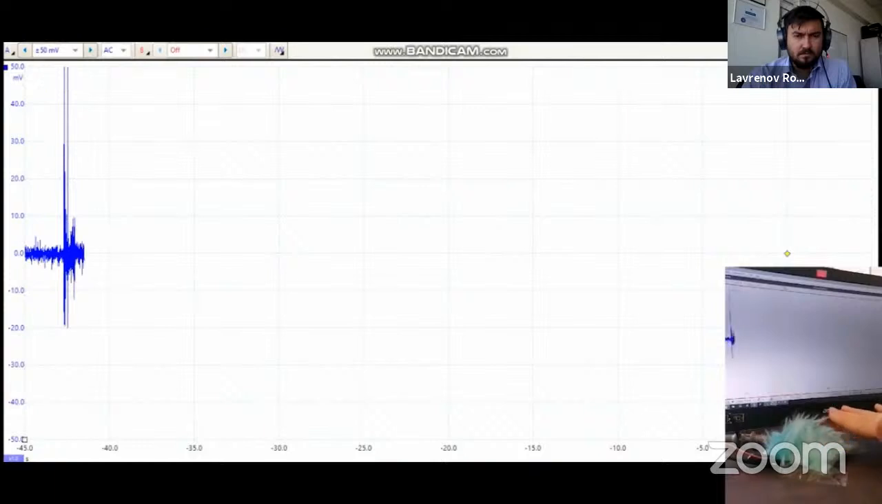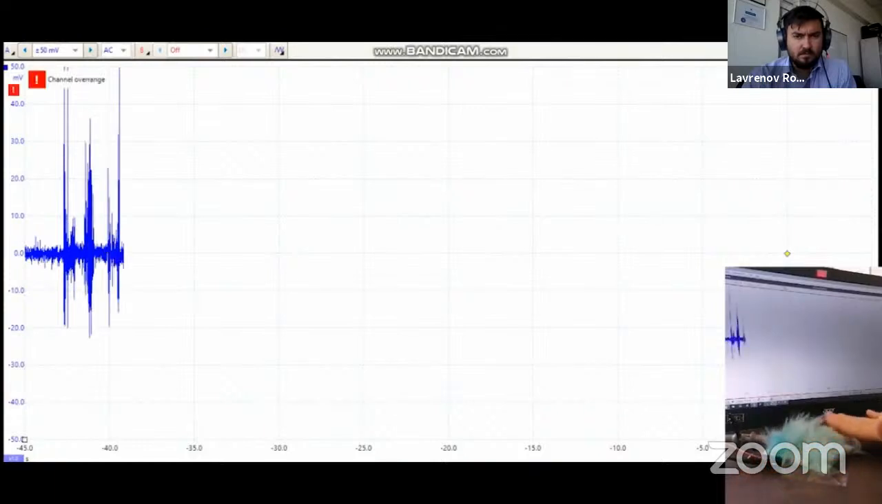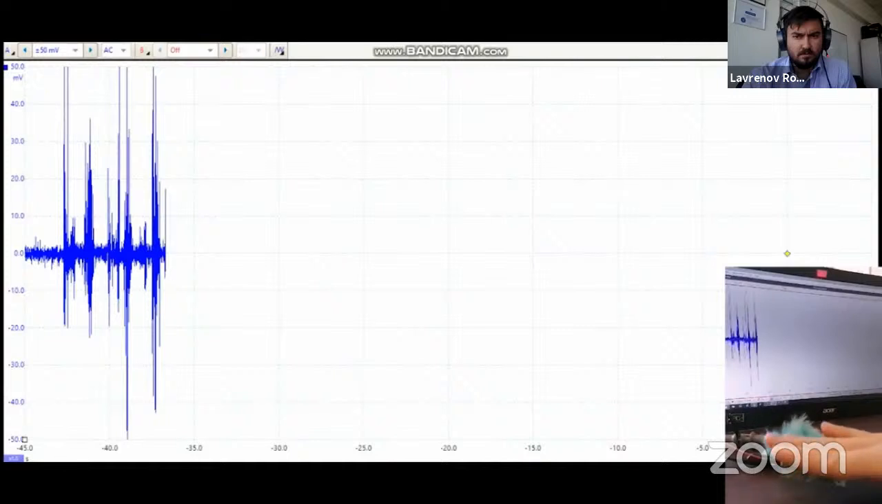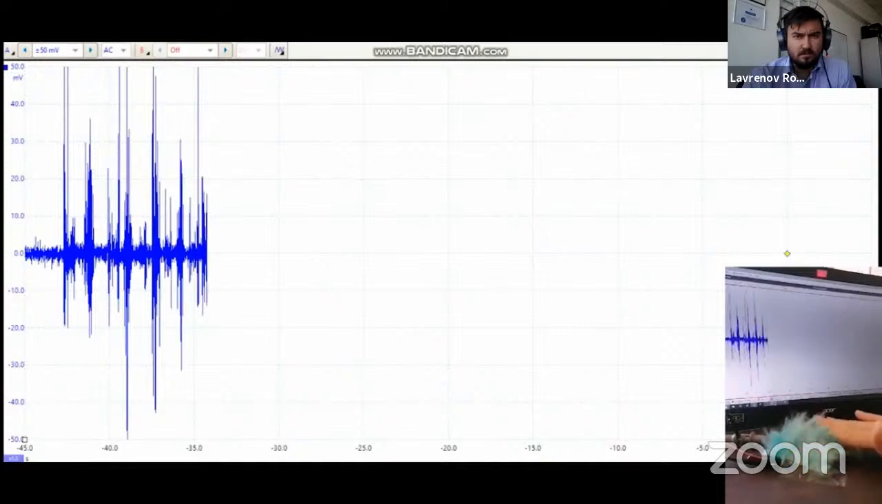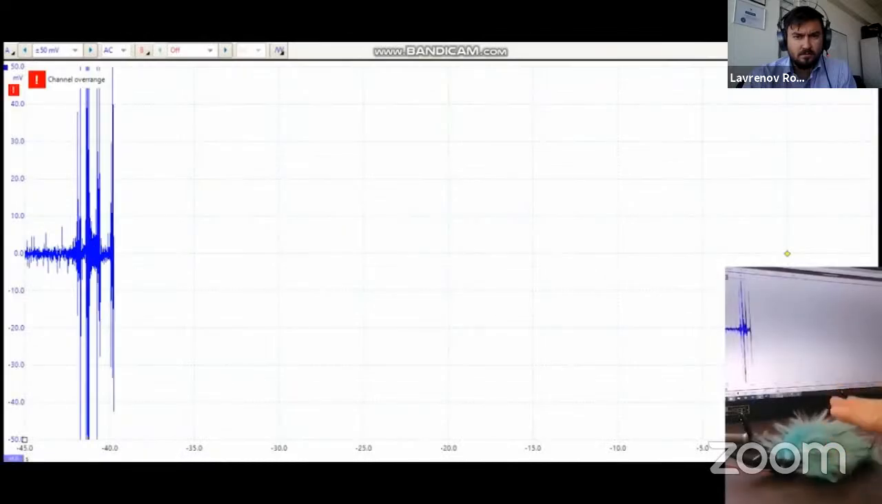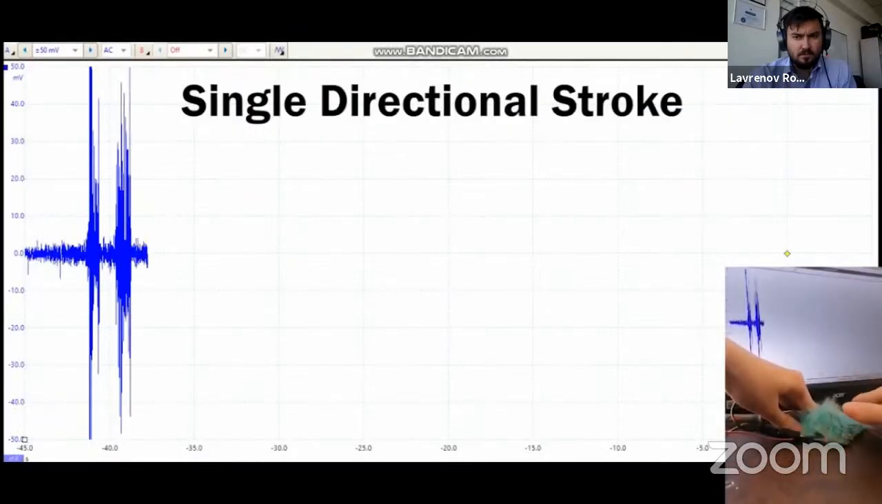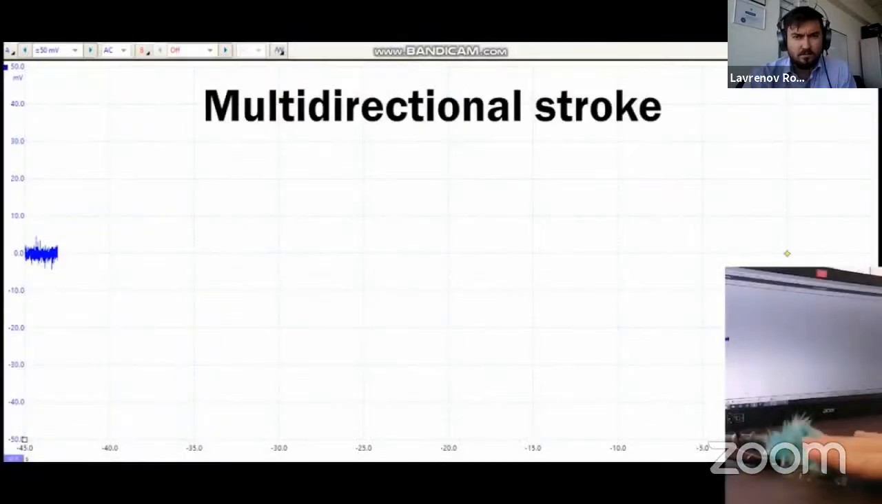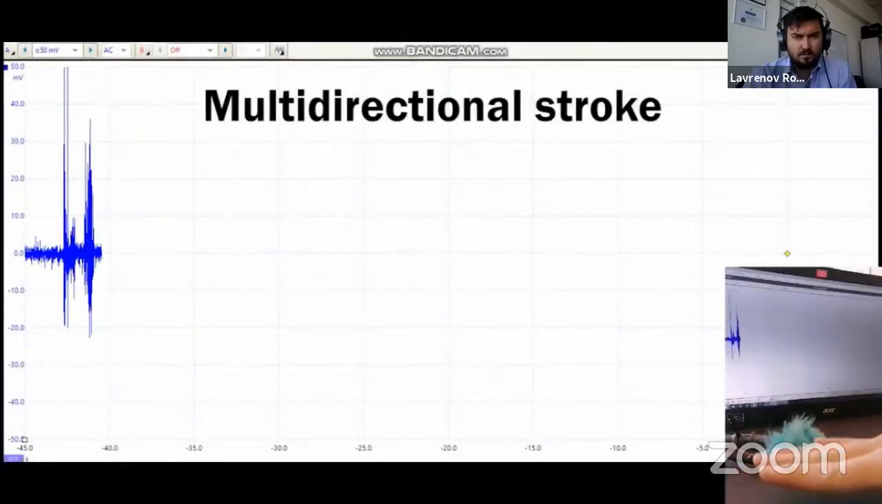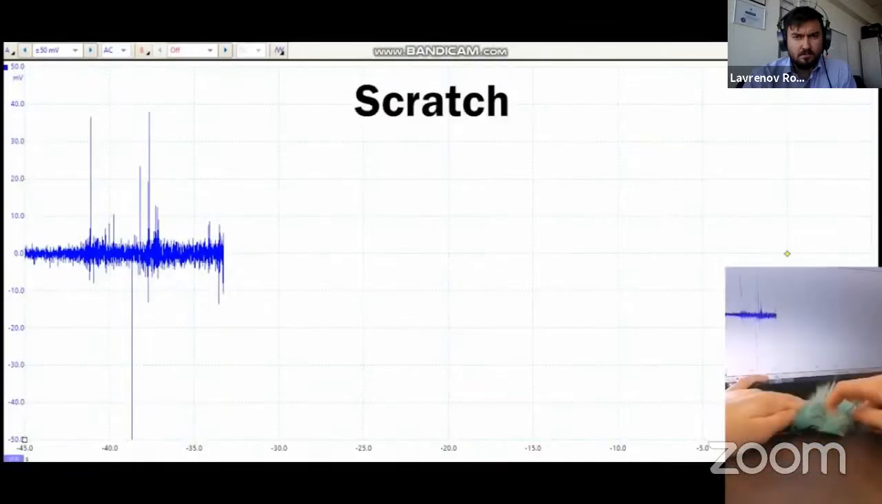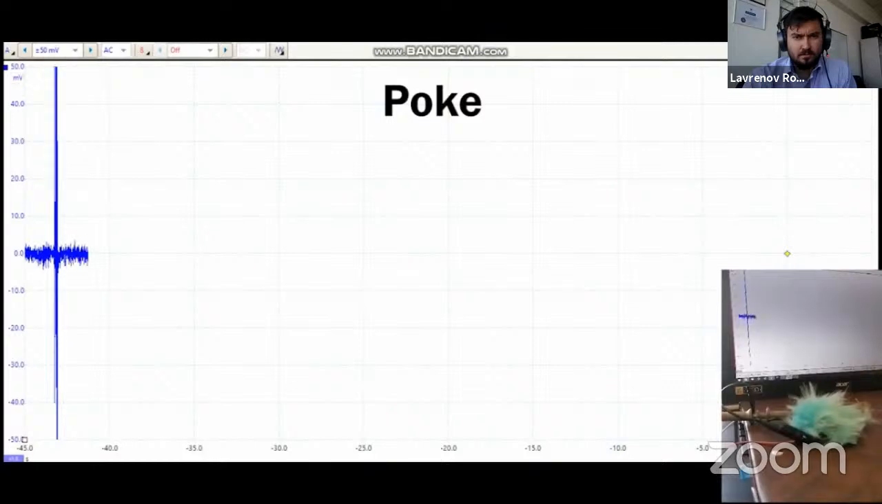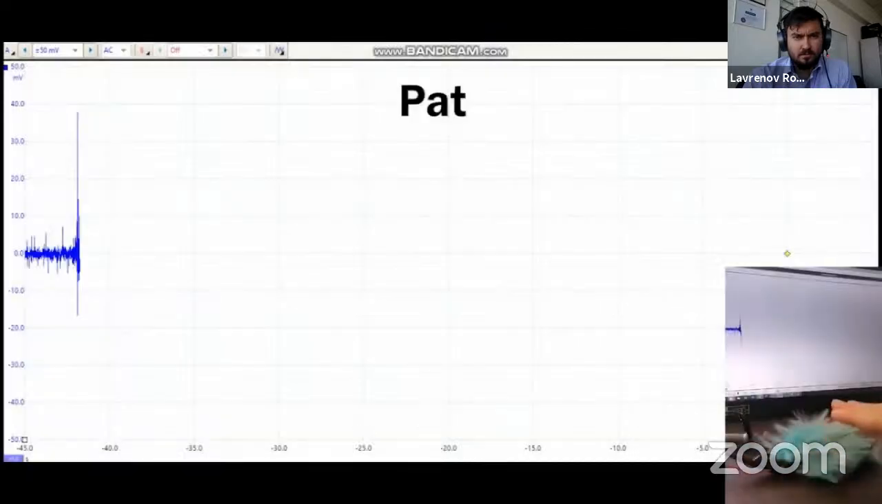We did initial testing using a PicoScope. We used this to determine, using the chosen touch types, if they could be differentiated between. This also showed us which touch types worked and what sort of input we expected to receive into the LilyPad. The different touch types we chose were single directional stroke, multi-directional stroke, scratch, poke, and pat.